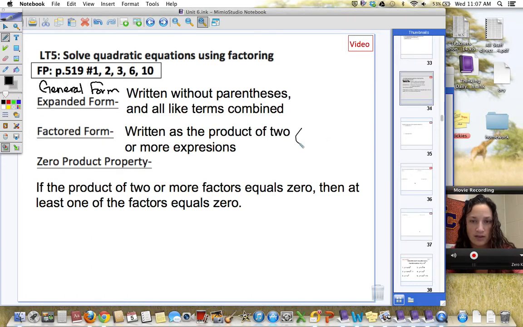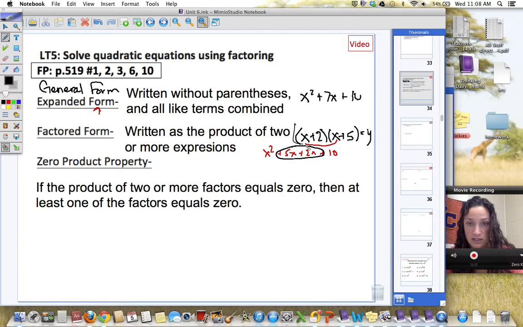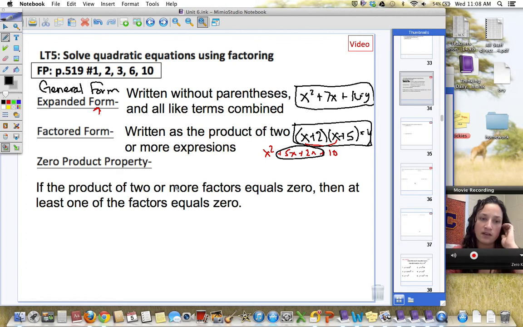So factored form would be like when we have x plus 2 and then x plus 5 equals y, because it's two factors, and then this is when I would want to FOIL to get my answer. My FOILed answer is going to be that expanded form. So x times x is x squared, x times 5 is 5x, and then 2 times x is 2x, and then 2 times 5 is 10. But my expanded form, I don't write it like this. I actually combine those. So my expanded form would be x squared plus 7x plus 10. I don't write this. So this right here would be my factored form, and this right here would be my expanded or general form.